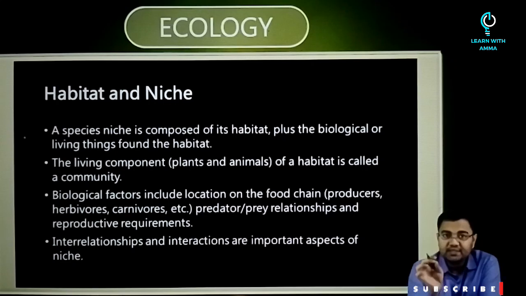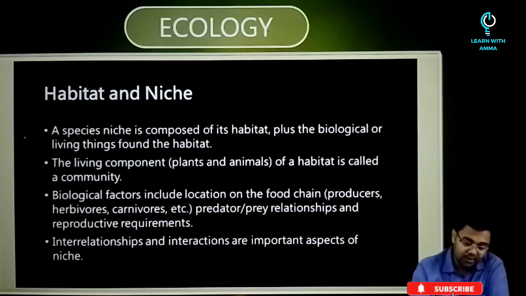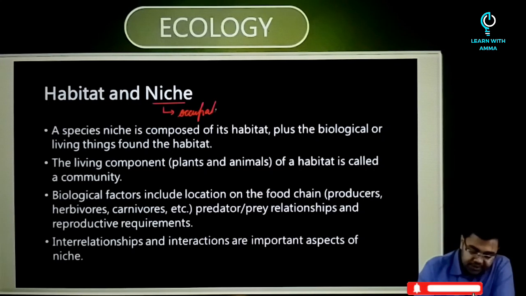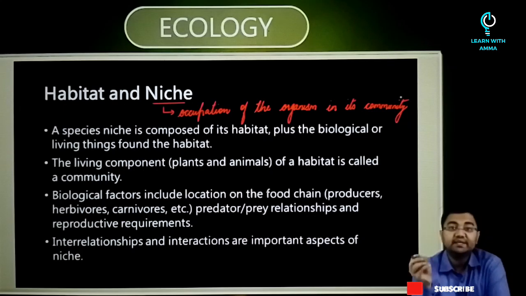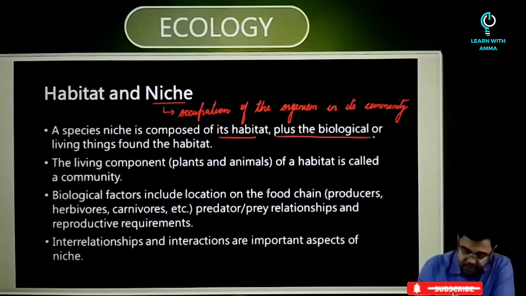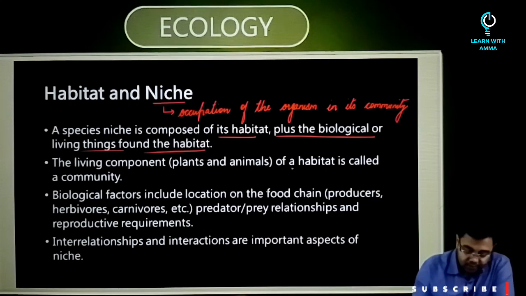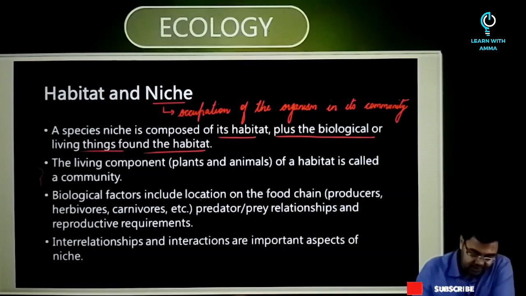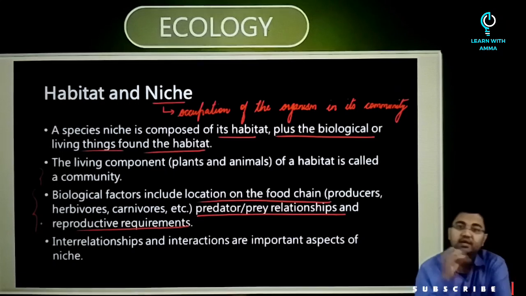So first of all, niche, as we discussed, we are not just talking about the natural surrounding, but we are talking about the occupation of the organism in its community. So this is what niche can be said to be. A species niche is composed of its habitat plus the biological or living things found in the habitat. The living component of a habitat is called a community. The biological factors include location on the food chain, predator-prey relationship, and reproductive requirements that that particular individual has.